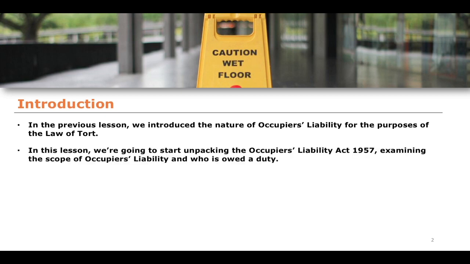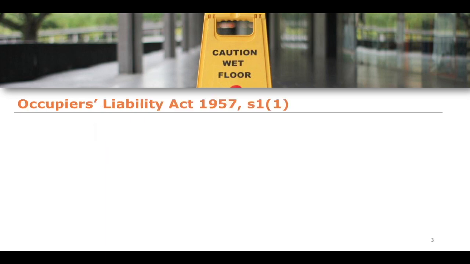This lesson is going to start unpacking this law in more detail, talking about the Occupiers' Liability Act of 1957, examining the scope of occupiers' liability and to whom a duty is owed. And then in the next lesson we will talk about the duty of care in relation to occupiers' liability. We will talk about the standard of care, and then some subsidiary factors, such as the duty to a trespasser, the way in which occupiers' liability relates to children, and then fundamentally come to some conclusions therein.